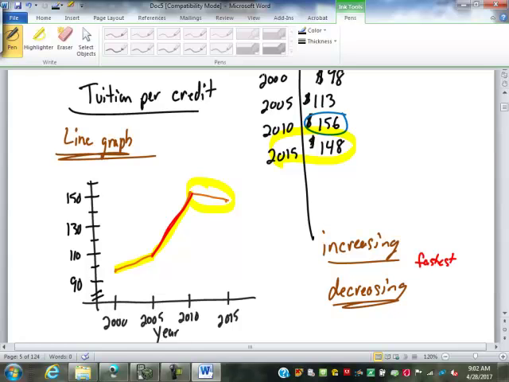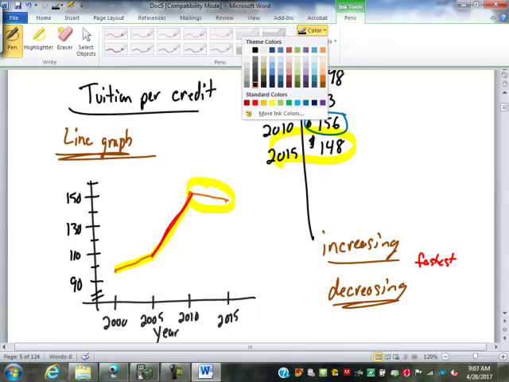So those graphs are very good for showing really quickly the relationship between these values, which one's biggest, which one's smaller, and going up or down. But again, if I wanted the exact value looking at this, if I wanted to know what was the cost of tuition in 2005, well, I'm right here. I can trace it.